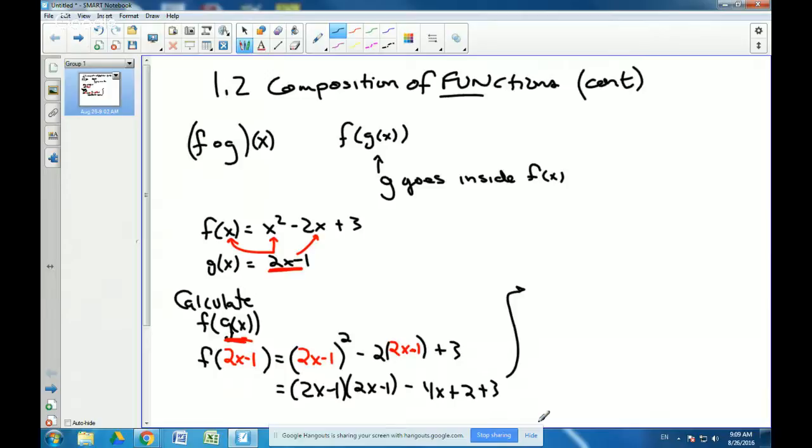Anybody? Volunteer. 4x squared minus 8x plus 1. Who agrees? Who disagrees? I got plus 5. I got plus 5. I got plus 6. I got plus 5.